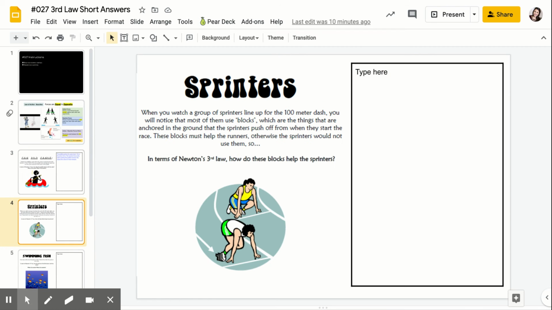Slide number 4. Sprinters. When you watch a group of sprinters line up for the 100-meter dash, you will notice that most of them use blocks, which are things that are anchored into the ground that sprinters push off from when they start the race. These blocks must help the runners, otherwise sprinters would not have them. So, in terms of Newton's third law, how do these blocks help the sprinters? So it's talking about this right here in the picture, this part right here. So how do these blocks help the sprinters?